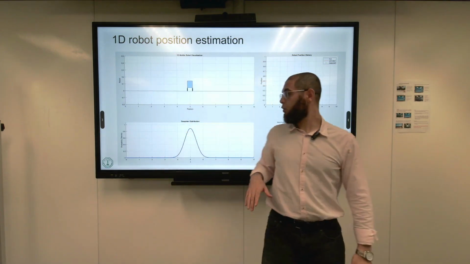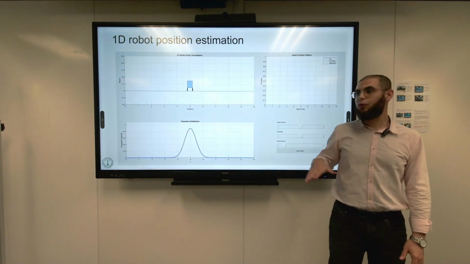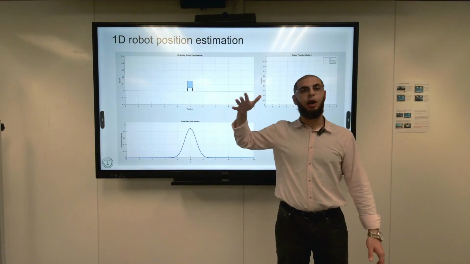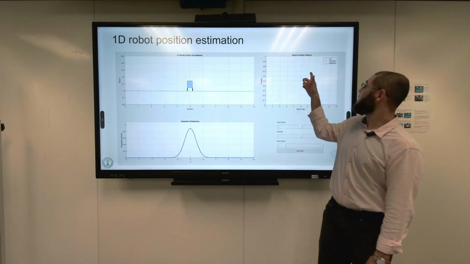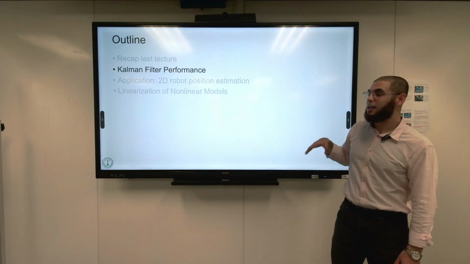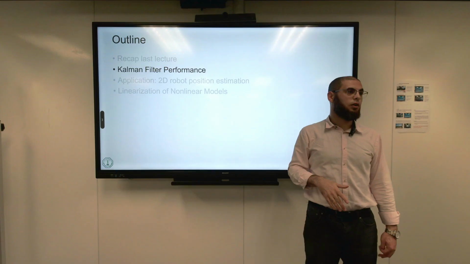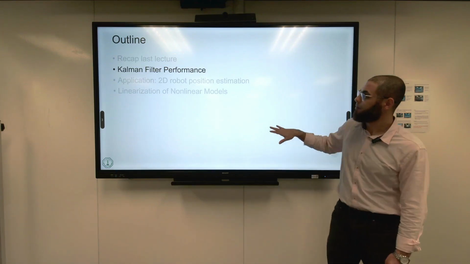Then you started playing around by moving the robot's position back and forth, and you saw how the Gaussian changes. So this was the estimate of where the robot is, and here you were seeing the history of the robot as you did the assignment. Now let's analyze the results that you got in the assignment.